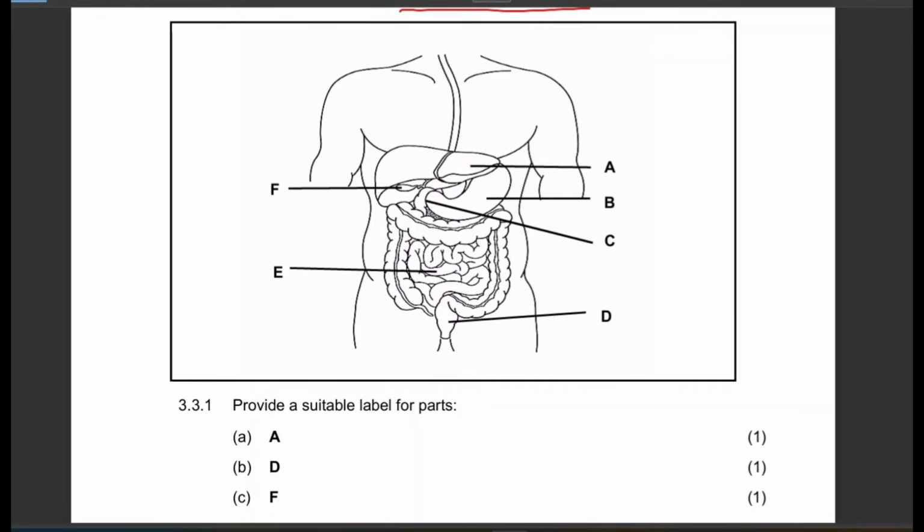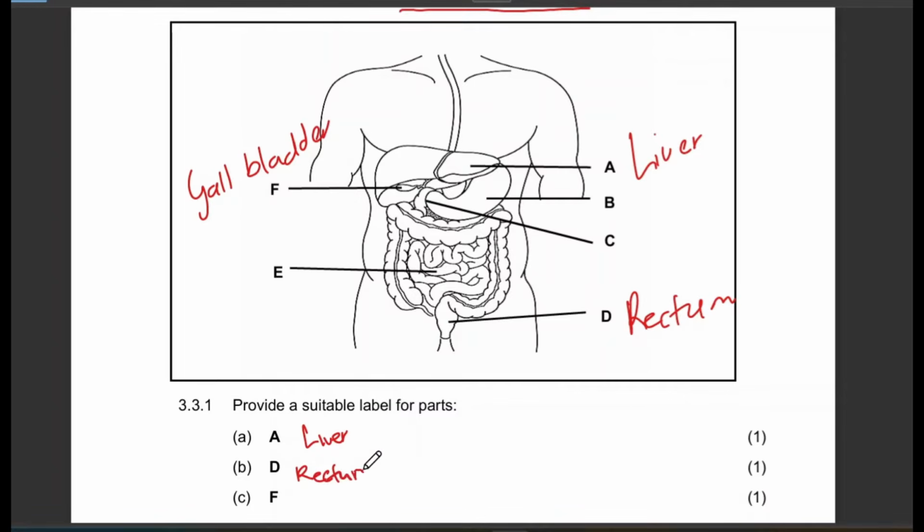Provide a suitable label for parts A, D, and F. A is the liver. D, that's the rectum. And F, let's see, that's the gallbladder. I almost said pancreas. Gallbladder. So it's fine. I can also write down the answers here. Liver, rectum, and gallbladder. 1, 1, 1.